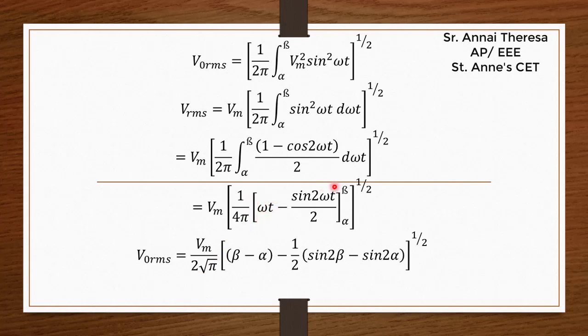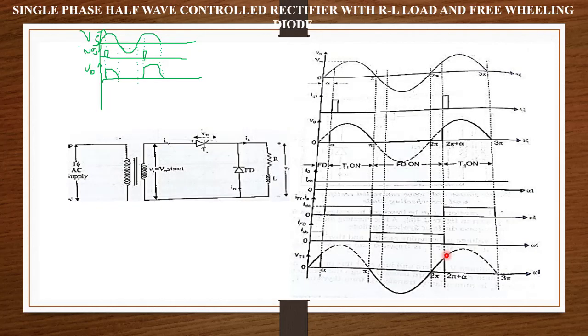So instead of this omega t, put upper limit beta minus lower limit alpha, minus, so this 1 by 2. Take this 1 by 2 outside the bracket. Then sin 2, instead of omega t, put upper limit minus lower limit: sin 2 beta minus sin 2 alpha, whole power 1 by 2. This is the RMS value of output voltage.